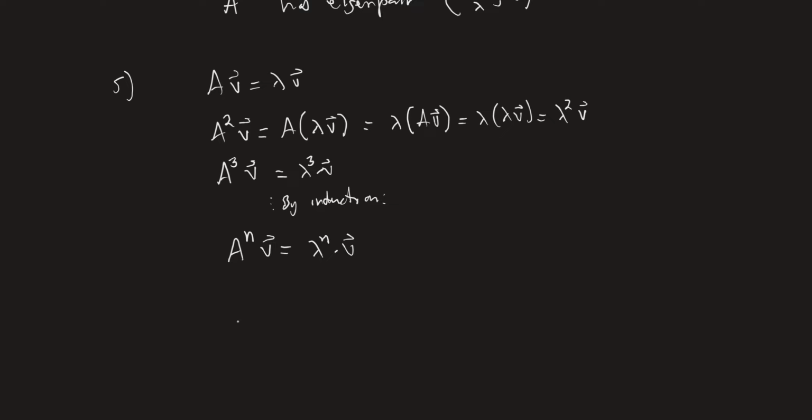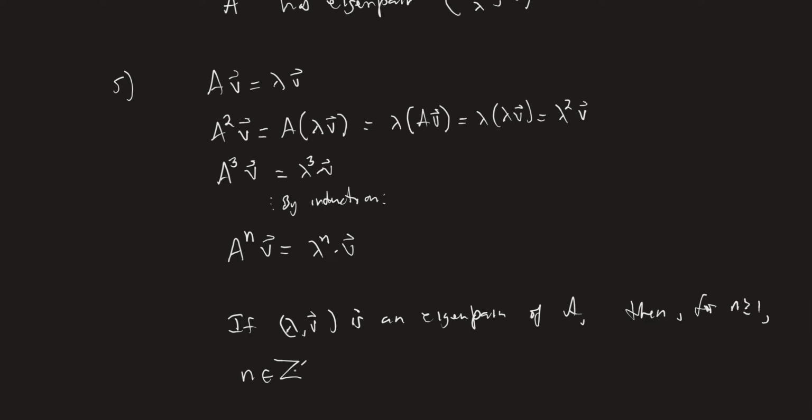So again, the summary of this is, if lambda, V is an eigenpair of A, then for n greater than or equal to 1, let's say n is an integer, and here's the symbol for integer, or we could say a positive integer, so n greater than or equal to 1, then lambda to the n, V is an eigenpair of A to the n, right?